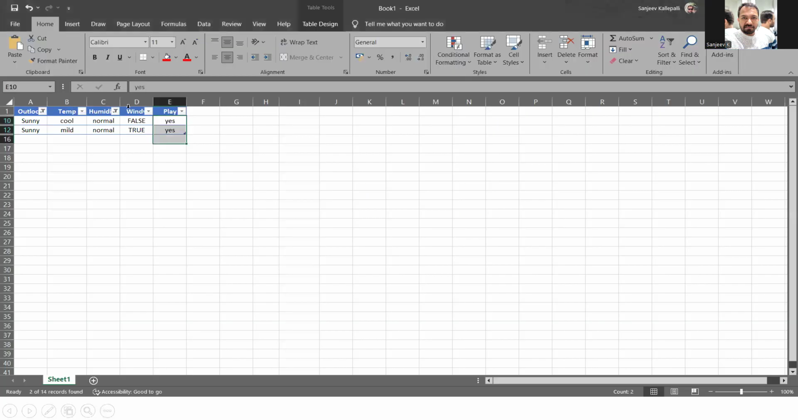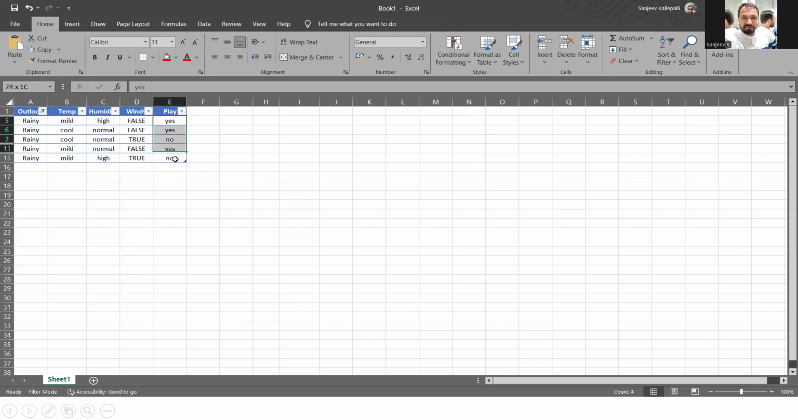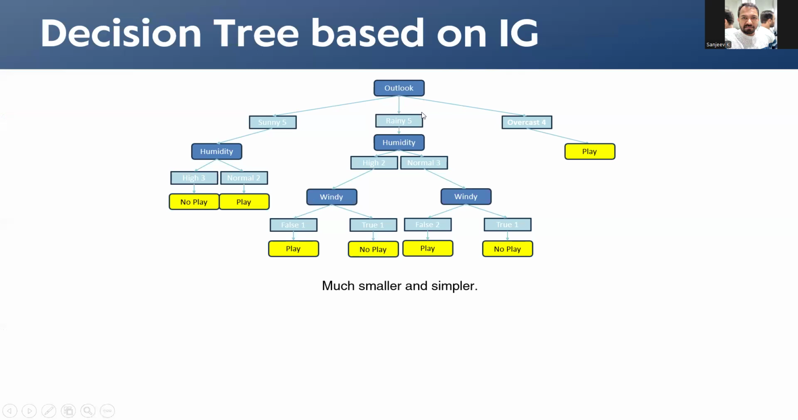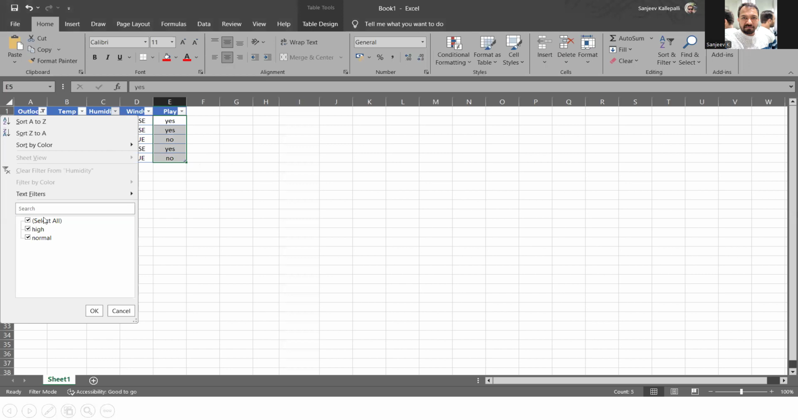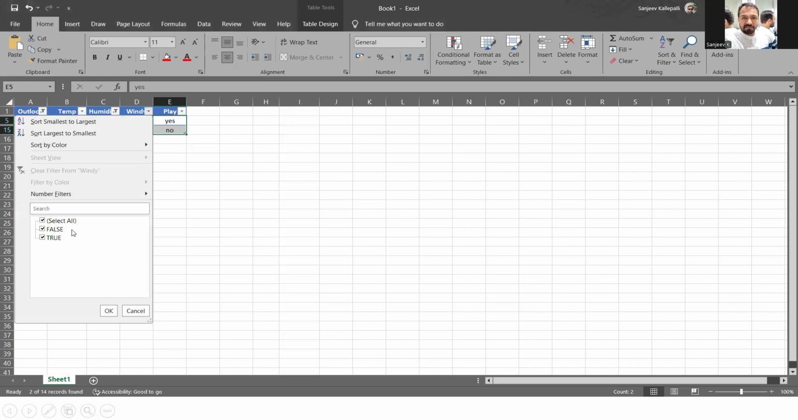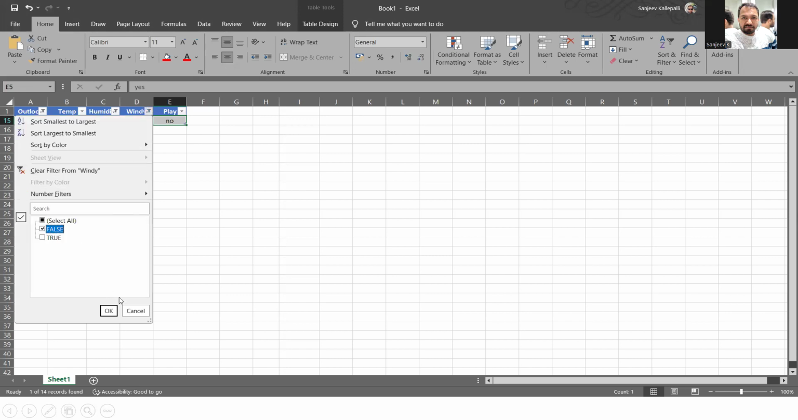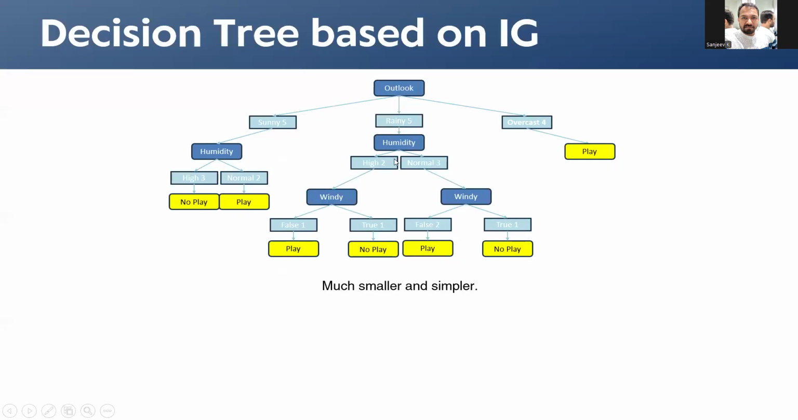Let us do the same exercise one more time. Let me remove humidity here. I'm going to choose rainy. In rainy, again, my data set is impure. Again, as per the information gain, my next column should be humidity. So in humidity, I'm going to choose whether my humidity is high or not. If it is high, again my data set is impure. So what I'm going to do next is choose windy. Windy, if it is true, don't play. If it is false, go and play. Like this. So that is what it is saying.